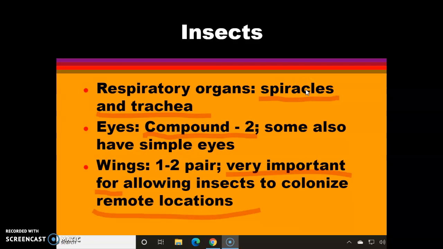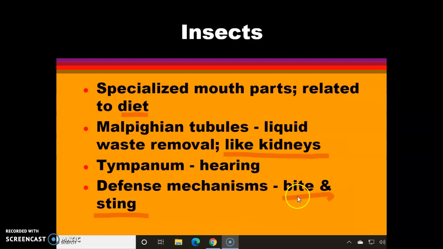Their wings are very, very important for remote colonization. That way they can get away. And they can have 1 to 2 pair of those, and they're very important. Their mouth parts are related to their diet. And a neat little thing, they have these things called Malpighian tubules, and they're just like kidneys. They have a tympanum, which is just an eardrum to help them with hearing.